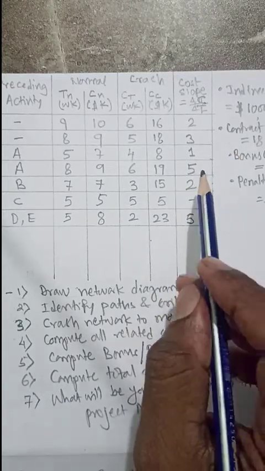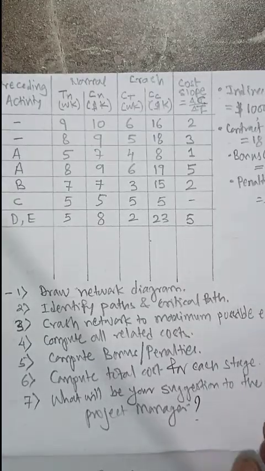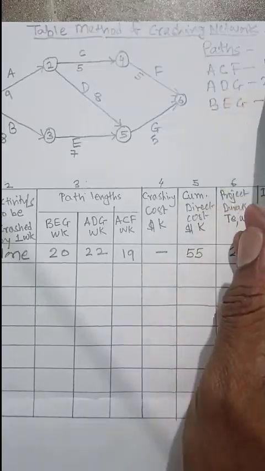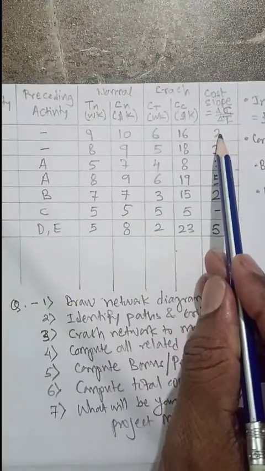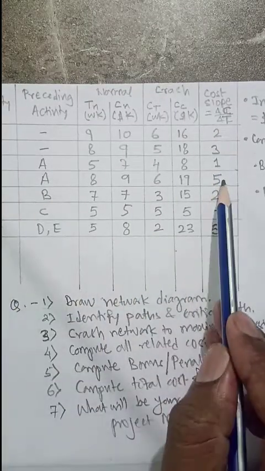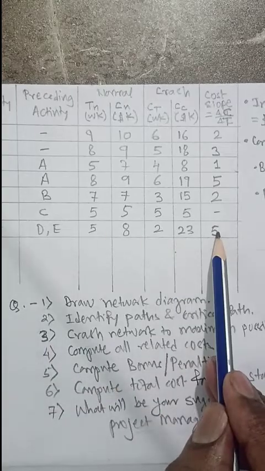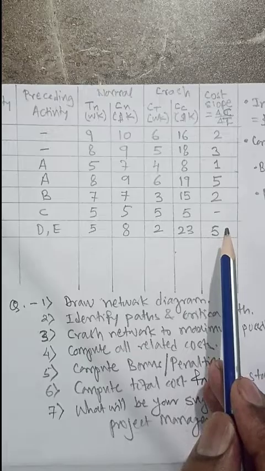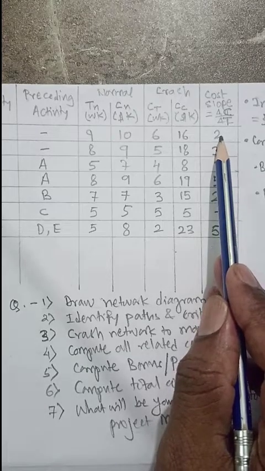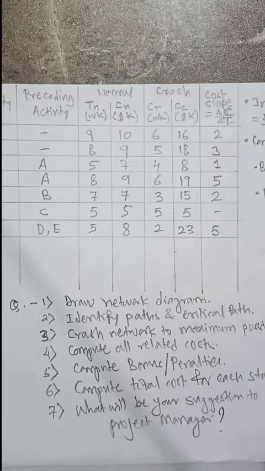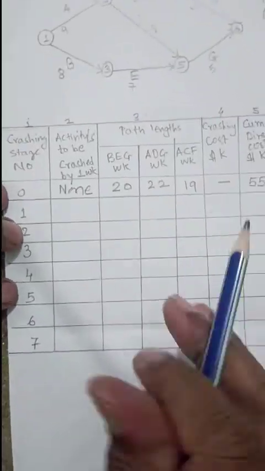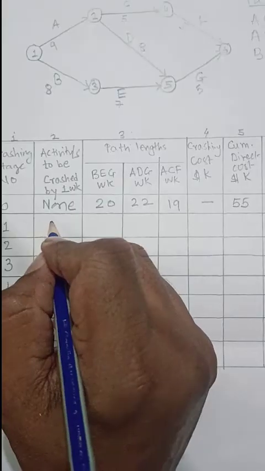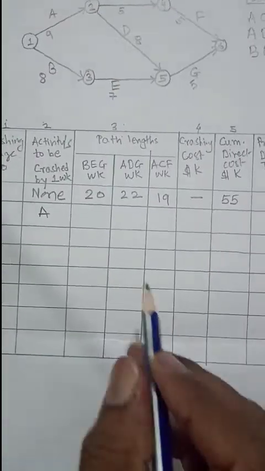And currently we are concentrating on the critical activities, which are ADG. For A the cost slope is 2, for D the cost slope is 5, and for G the cost slope is 5. So we will always take the lowest of the three. So we are going to go for activity A to crash first. My first activity entered here is that activity A will be crashed, right?